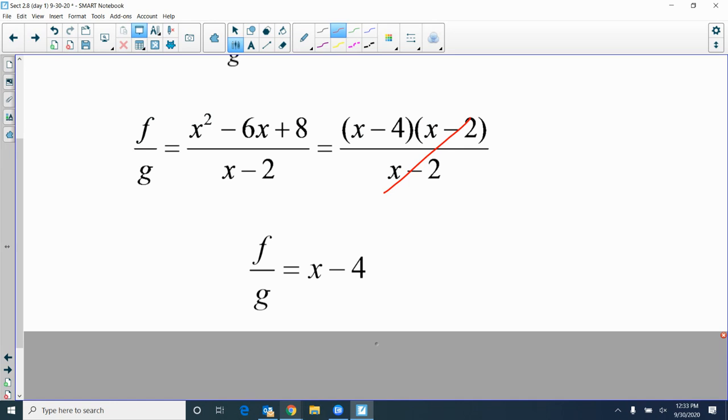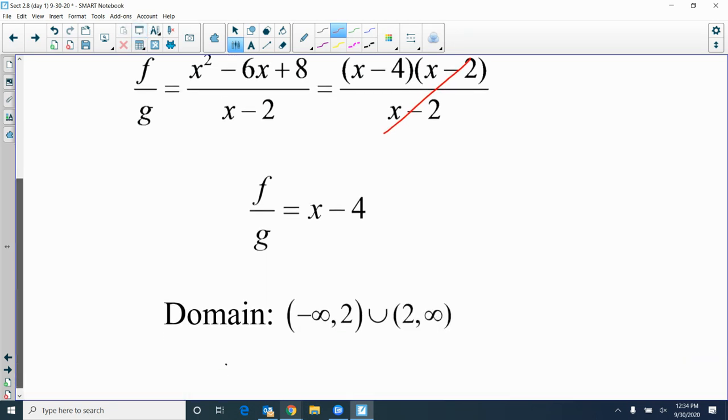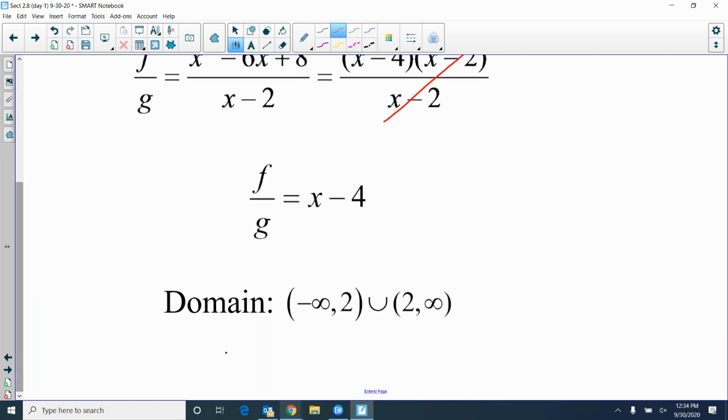All right, now be careful here on the domain. The domain is not all real numbers because you have to go back to the beginning. So when we first did this, what can't x equal? X can't equal 2. So it still can't equal 2 at this point because this is our very beginning. We had a division problem. And even though it canceled out, we still have to throw out the 2. So it's going to be negative infinity to 2 union 2 to infinity.